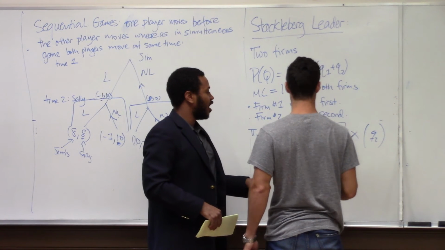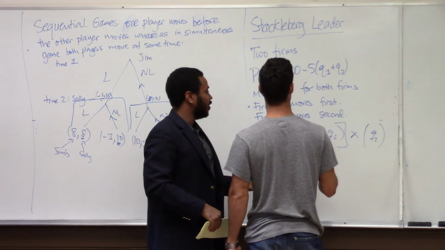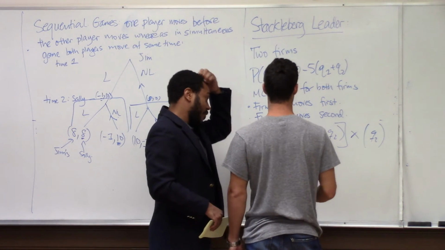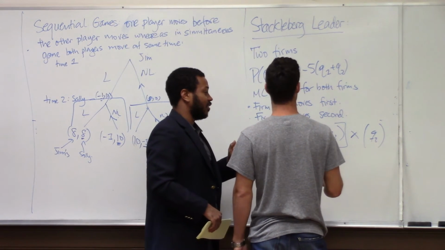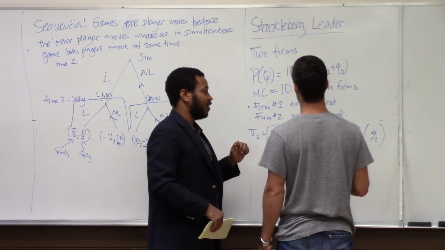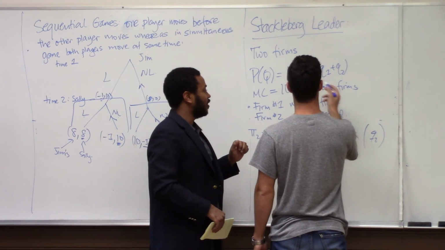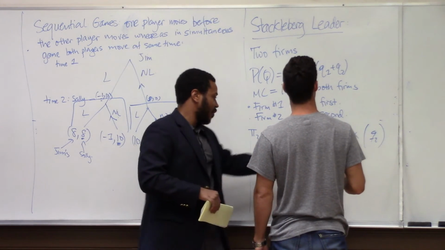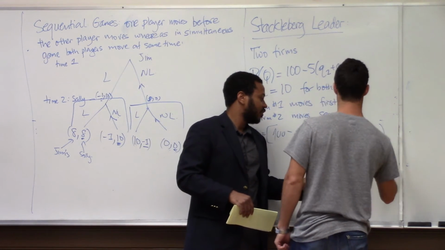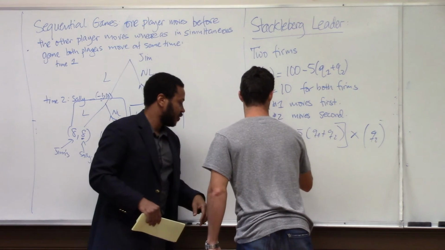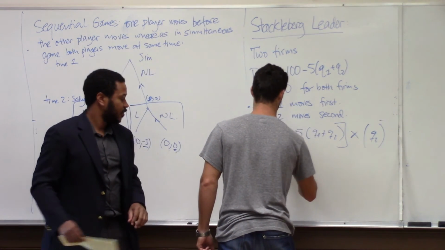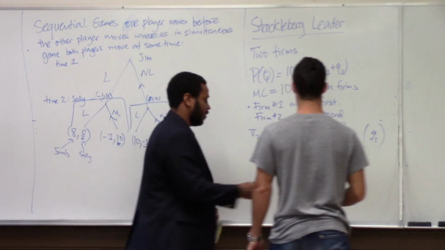And then we subtract the cost, right? What's the cost for each unit? 10, right? So it'd be minus 10 times what? Right, so how many units is firm 2 going to produce? No, firm 2 is going to produce Q2 units, right? So it's minus 10 times Q2. Yep. Okay.